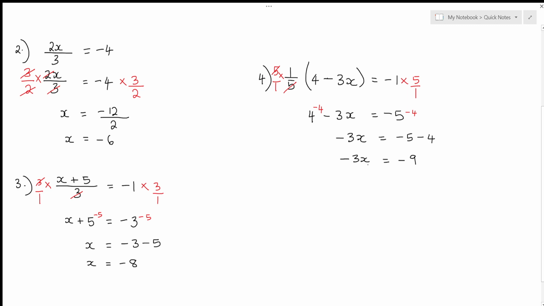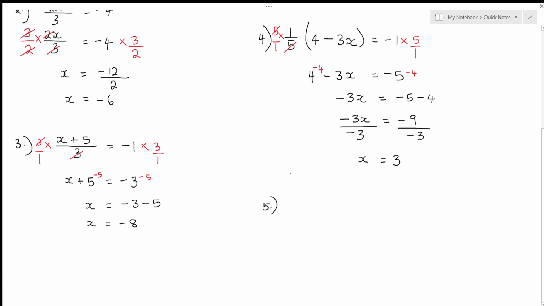Right, now we need to work out what x is. So we're going to divide by -3 on the left-hand side and therefore divide by -3 on the right-hand side. A negative divided by negative will give me a positive. 3 divided by 3 will give me 1x, which is x is equal to, a negative divided by negative will give me a positive, and 9 divided by 3 would give me 3. And so therefore my answer is equal to 3. One more, number 5.